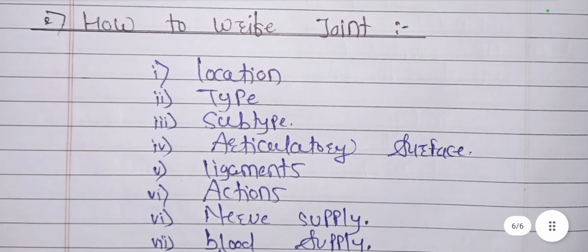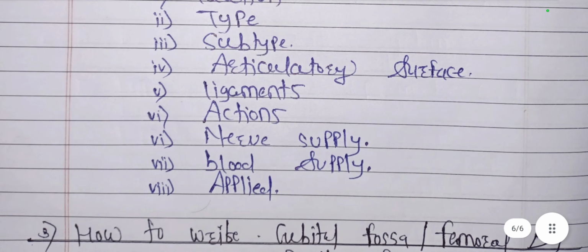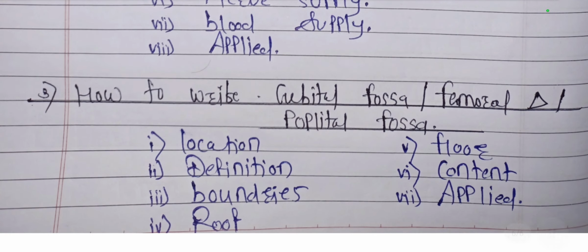Then how to write a joint. So this is the criteria to write the answer for any joint. First one is location, then its type, subtype, articular surfaces, ligaments, action, nerve supply, blood supply, and applied along with its diagrams. Then how to write the cubital fossa, femoral triangle or popliteal fossa.